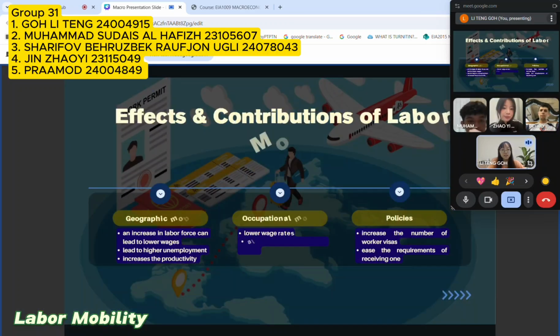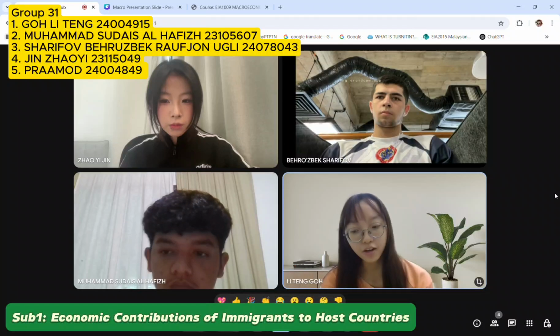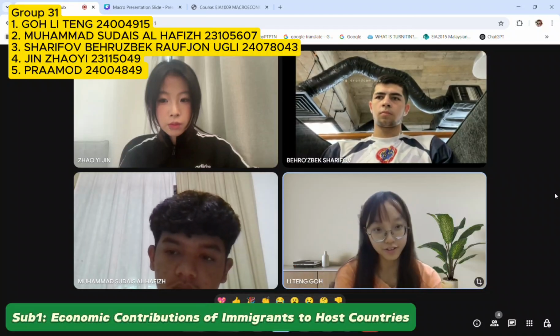Yeah. What are the effects of labor mobility? First of all, an increase in the labor force can lead to lower wages. Yeah, naturally, when the supply of labor increases, the wage rate decreases. Yes, but I think there's another effect, which is higher unemployment of locals. Yes, especially for unskilled workers. Okay, let us move to the first subtopic, which is the economic contribution of immigrants to host countries.